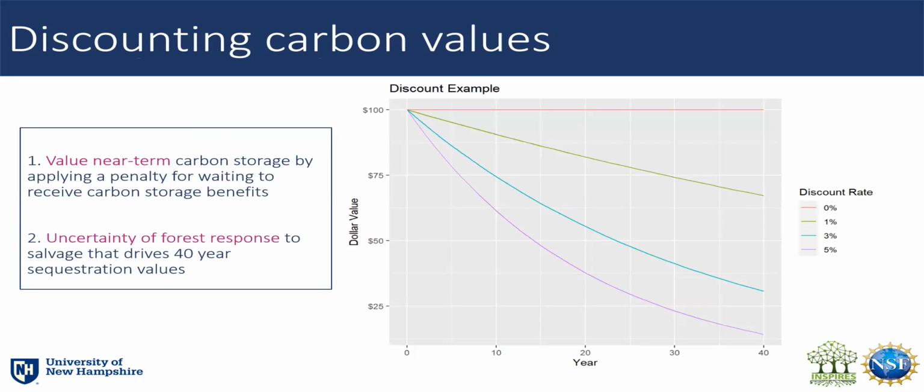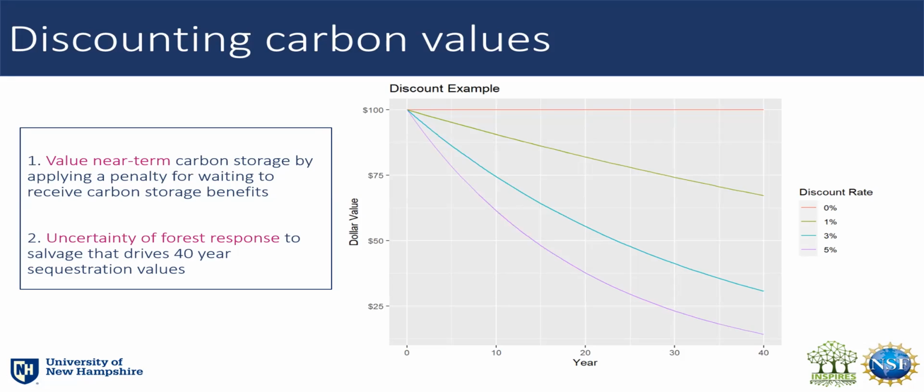Just to briefly go over discounting, if we look at a monetary example of $100, at a 0% discount rate, $100 would be equal to $100 40 years from now. As you increase that discount rate up to 5%, you're increasingly valuing receiving those benefits in the near term. So $100 is worth almost nothing to you 40 years from now.